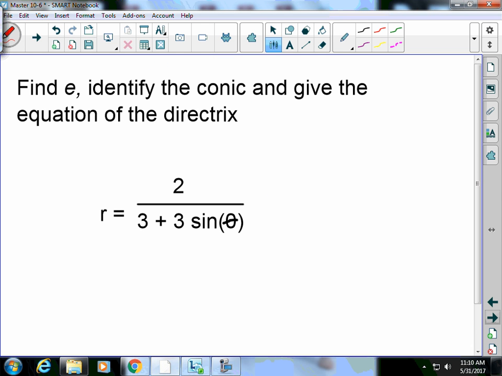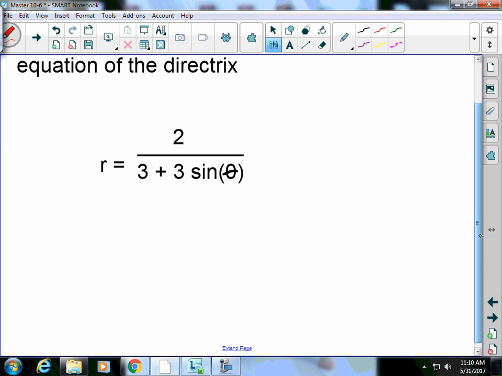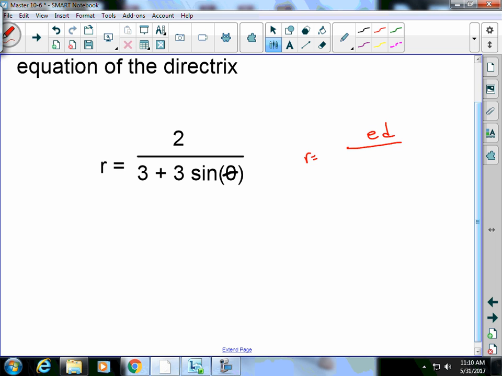So now we want to again find the E, identify the conic section, and give the equation of the directrix. And standard form would be ED over 1 plus E sine theta. So we have a plus, that's good. So we know the directrix will have a positive value. We know it will be in terms of Y. And we know that 2 is equal to ED. Well, we think that until we finish this problem.